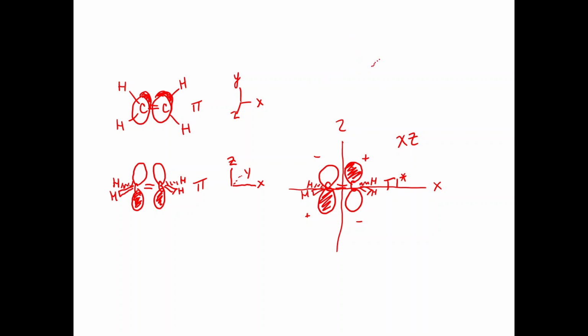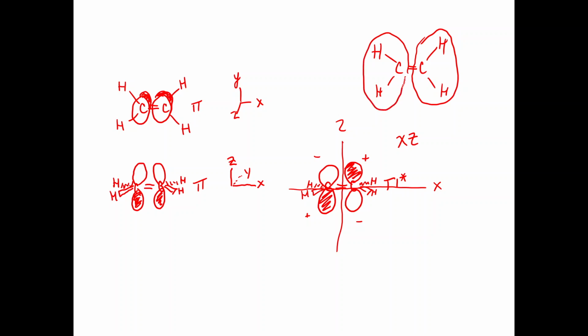Let me just draw one more, and then we can go to the PH3 MO diagram. Let's work in the sigma framework. If I draw the 2s on the carbon in phase with these hydrogen 1s's, I get something like this. And then these are, say, out of phase with the other side of the molecule.